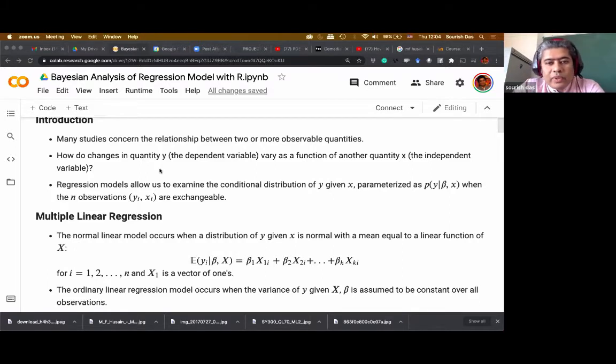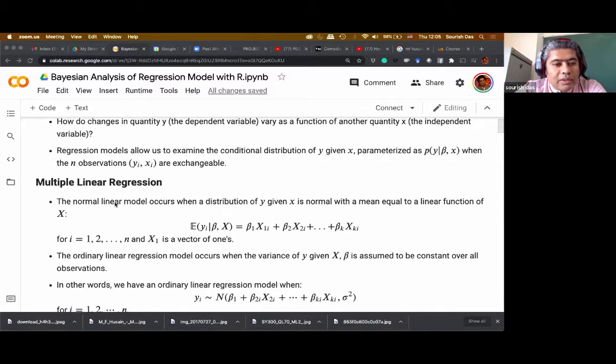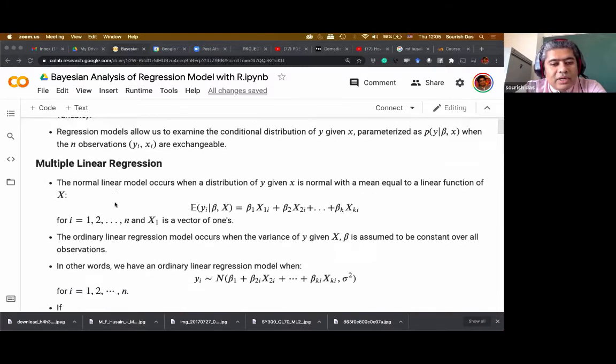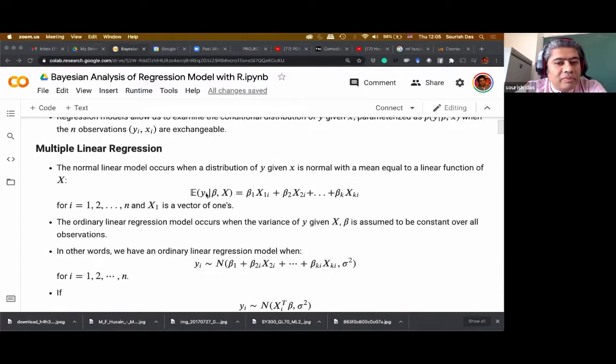And what we do, we just say that if we can come up with the probability distribution of y given x, and of course some parameters beta. The model will have some unknown parameters beta, and we have some n observations in the data set, and we want to model it. So a simple multiple linear regression model starts like this: the expected value of y, I can model it as beta 1 x1 plus beta 2 x2 plus ... beta k xk.